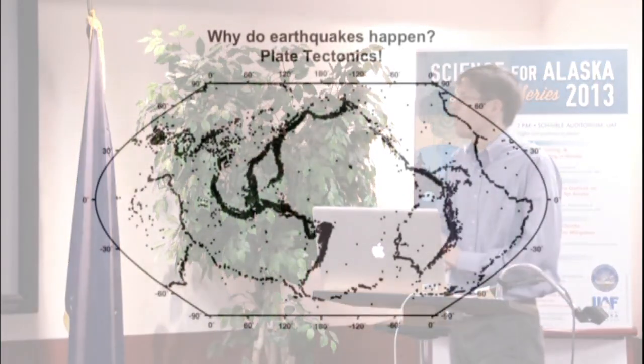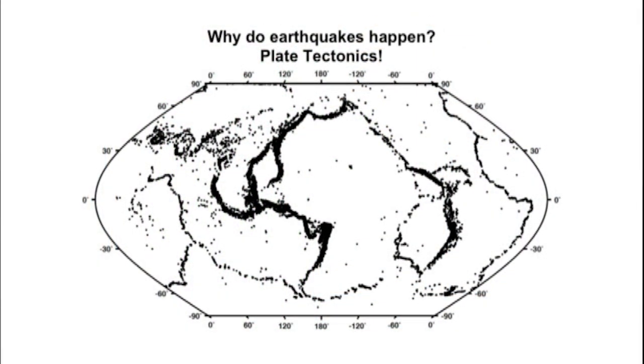I have to give an overview on plate tectonics, because plate tectonics is what drives earthquakes and really the context for all the tsunamis and earthquakes that we see globally. So what I've shown here is a map of magnitude 5 earthquakes over the last 30 years on the Earth, where you don't see any coastlines, continents, oceans. You just see dots. You just see earthquakes.